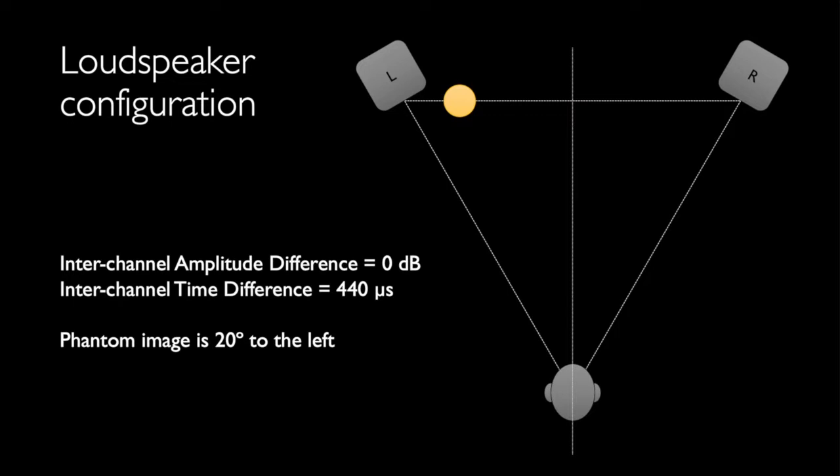Interchannel delay panning, 20 degrees left. The interchannel amplitude difference is 0 decibels, and the right channel is delayed relative to the left channel by 440 microseconds. The image should appear to be positioned 20 degrees to the left of center, or 2/3 of the distance from the center to the left loudspeaker.